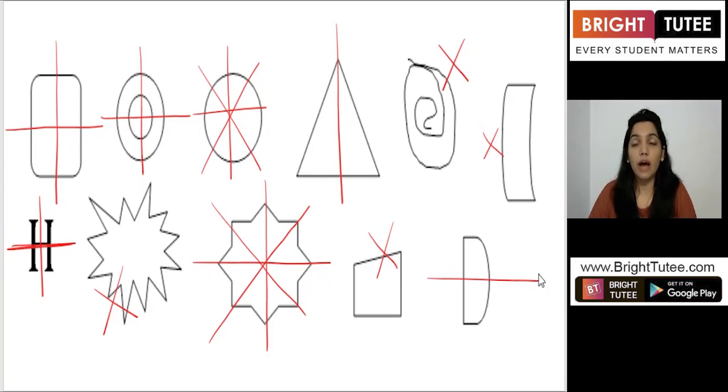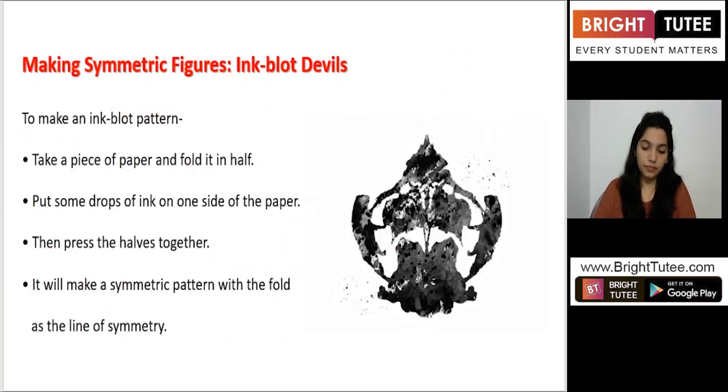So I hope you have got some idea how we can find the line of symmetry and how we can find which figures are symmetrical and which figures are asymmetrical. Moving to the next one, making these symmetrical figures. So there are different ways by which you can draw these symmetrical figures. One of those ways is by ink blot devils that you can draw. Okay. So to make ink blot devils, what can you do?